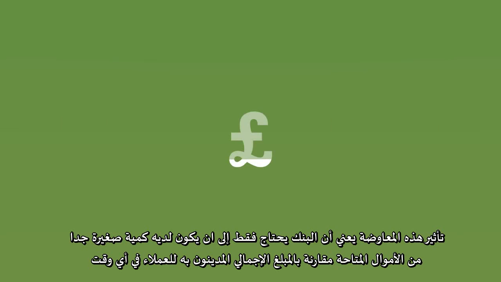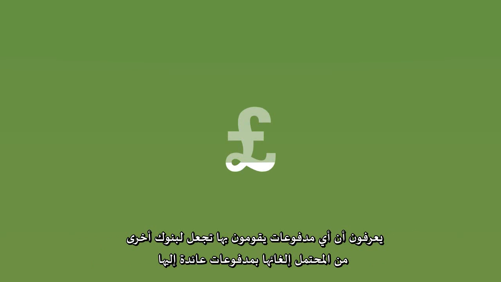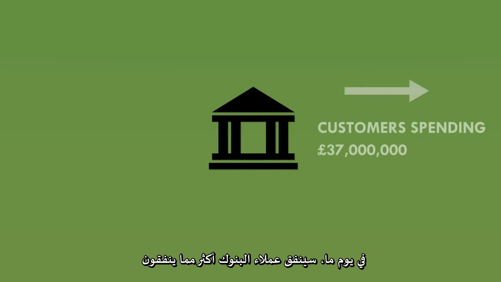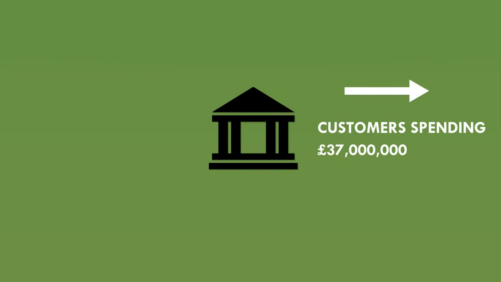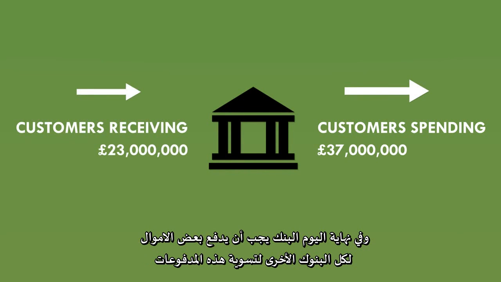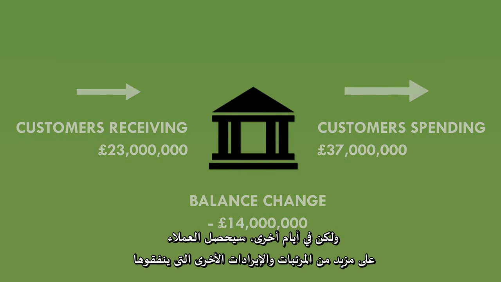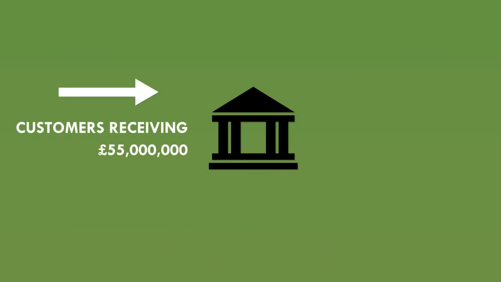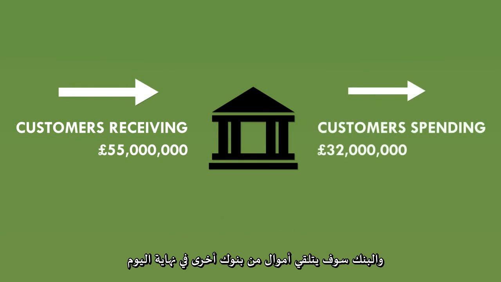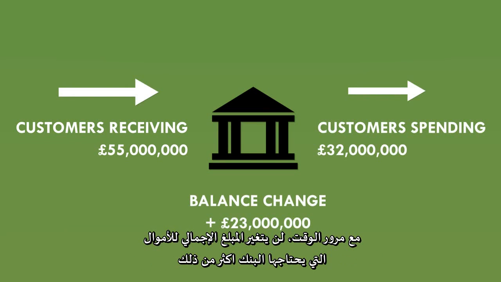This netting out effect means that a bank only needs to have a very small amount of available money compared to the total amount that they owe to customers at any particular time. They know that any payments they make to other banks are likely to be cancelled out by payments coming back to it. On some days, the bank customers will spend more than they receive, and at the end of the day, the bank must pay some of its money across to other banks to settle these payments. But on other days, customers will receive more in salaries and other income than they pay out, and the bank will end up receiving money from other banks at the end of the day. Over time, the total amount of money needed by the bank doesn't change much.